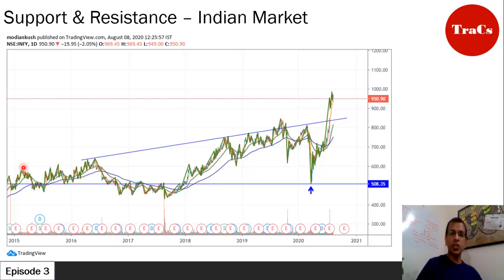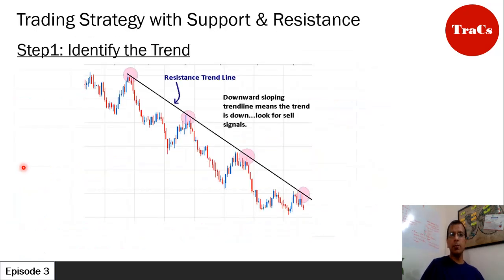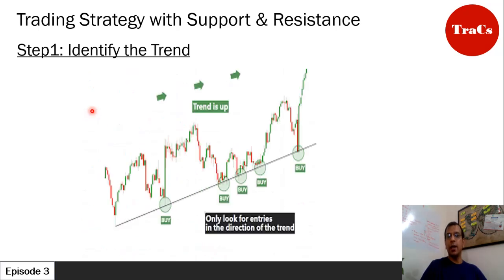Let's look at the trading strategy, which is, I would say, a two-step trading strategy for trading in the market. Step one is we need to identify the trend, which means if a stock is in a bearish trend, I don't want to buy that. I want to sell that. How do I know it? Simple. Draw a support and a resistance line. If it's trending downwards, it means it's a bearish trend, whereas if it's trending upwards, it means it's a bullish trend.